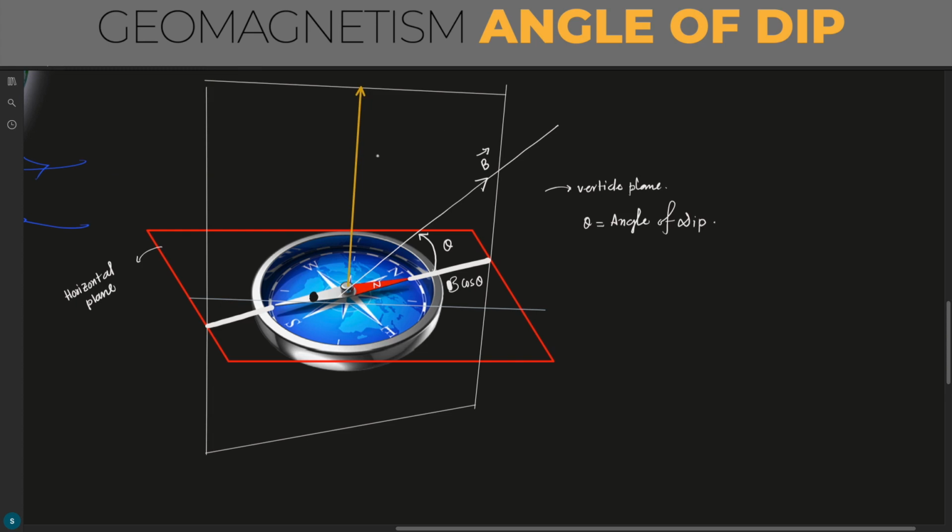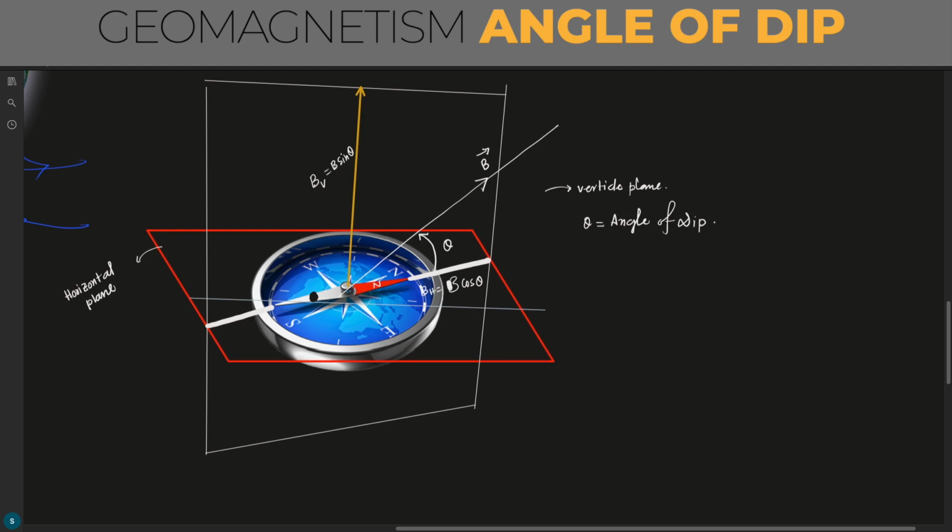Definitely, if I ask you what will be the vertical component, this one is b vertical, and this value is equal to b sine theta, as you all know. And this one is the horizontal component, that is b horizontal equal to b cos theta. But now the point is coming.